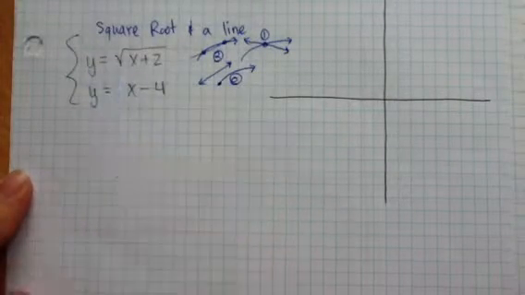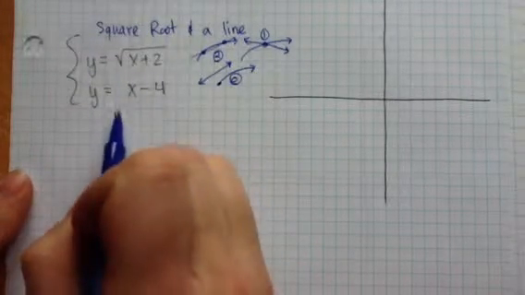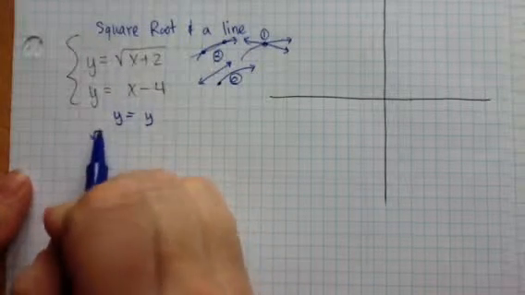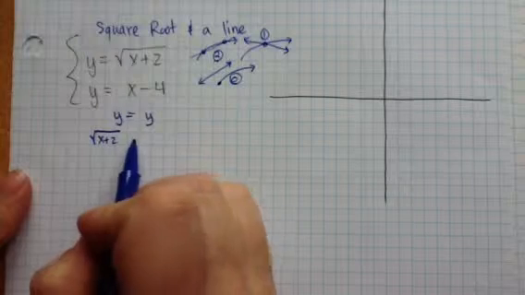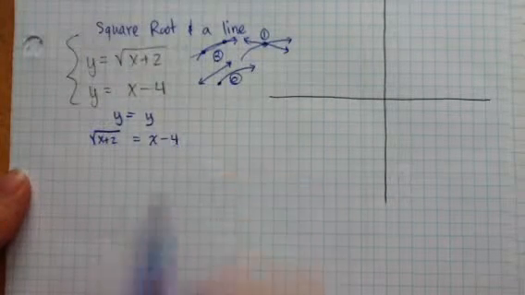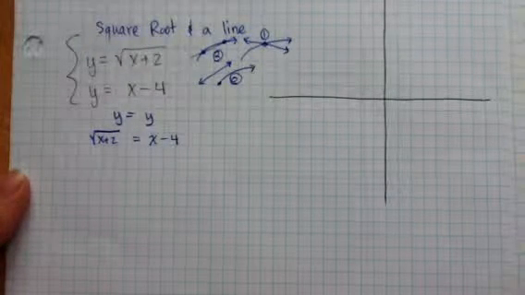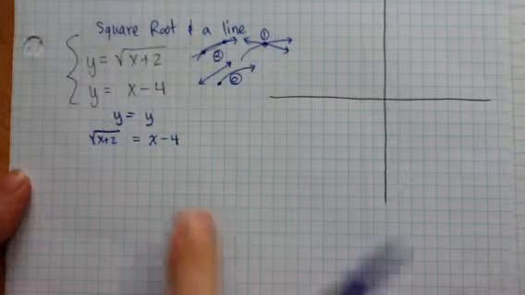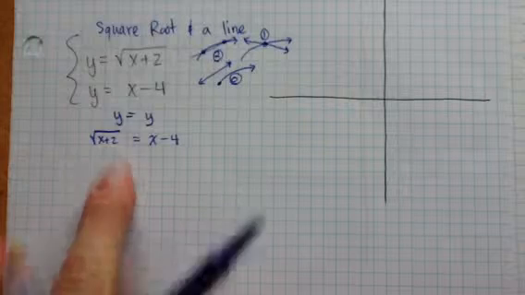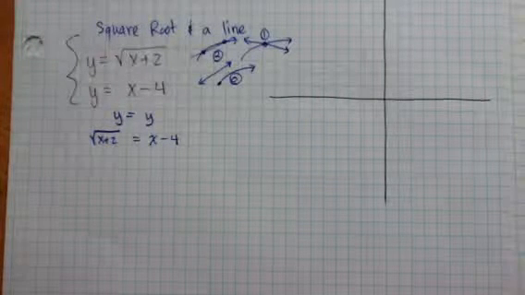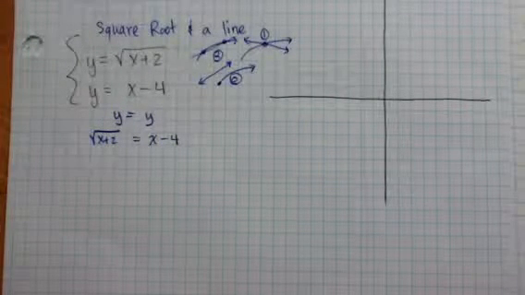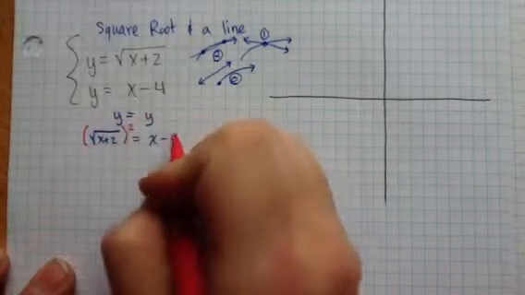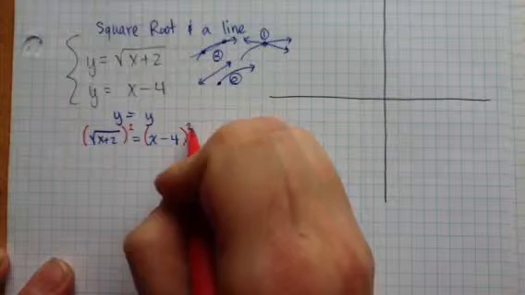Again, I have a y equals and a y equals, so the easiest way to solve this is going to be to set y equal to y. So I will take the square root of x plus 2 equals x minus 4. Now, in order to solve this, I have to get rid of that radical. Well, the way to undo having a radical is going to be to square that side. So what we're going to do is we will square this side of the equation, and we will square this side of the equation.